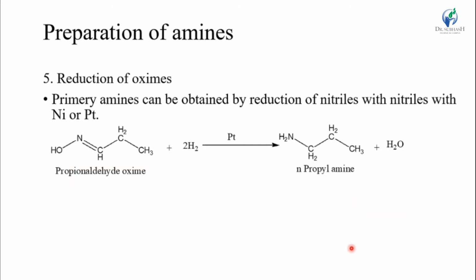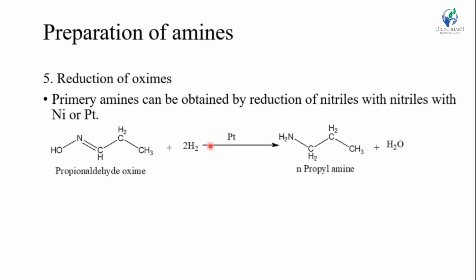Okay, then the fifth one is the reduction of the oxime. A primary amine can be obtained by the reduction of the oxime with reductive agents present, so Ni or Pt. Okay, then we take propionaldehyde oxime, that is an aldoxime. This is the oxime group.